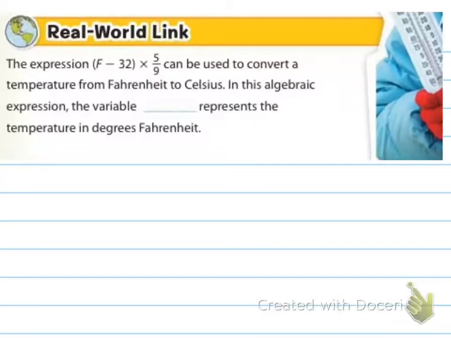We're going to skip down to the real world link where it says the expression F minus 32 times 5/9 can be used to convert the temperature from Fahrenheit to Celsius. In this algebraic expression, the variable blank represents the temperature in degrees Fahrenheit. Hopefully this is kind of an easy one for you guys. The F represents the variable F, and it's a capital F.